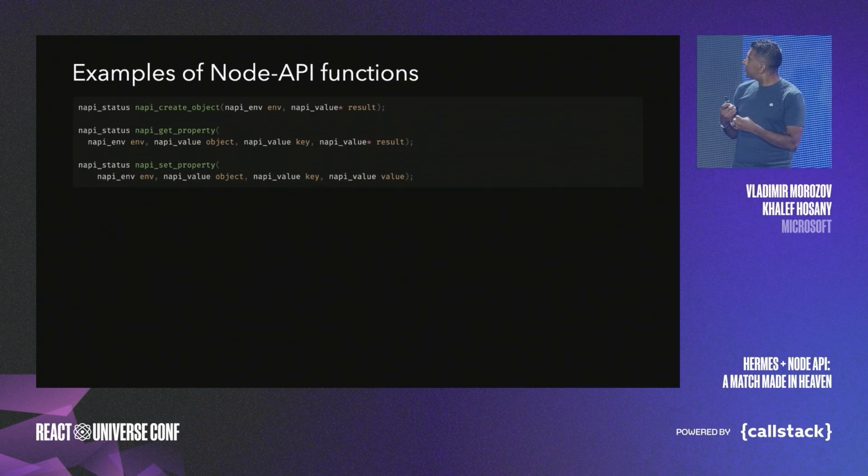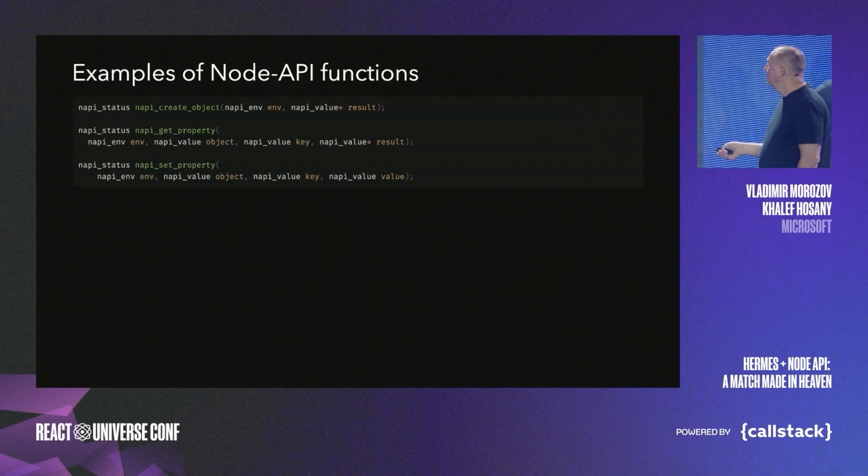So with that, we'll go through some of the APIs that exist to give you a sense of how they're actually designed. And I'll hand over to Vladimir to do that. OK, on this slide, we see just as an example 3 different functions. One of them creates an object, gets an object property, and sets an object property.